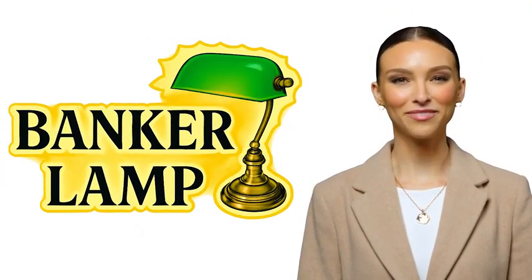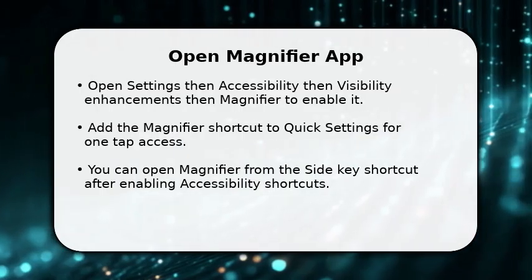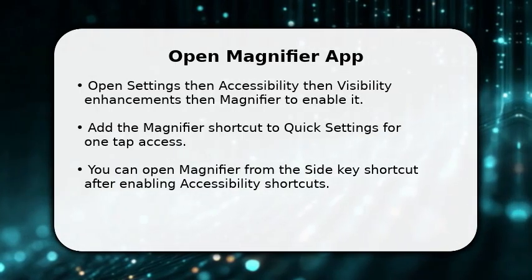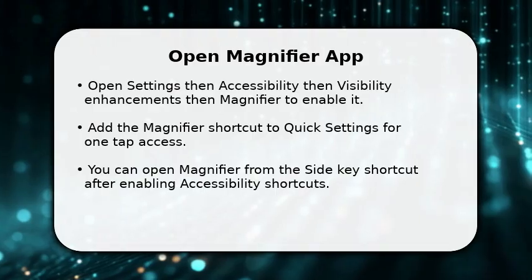Please enjoy the video. Open Settings and go to Accessibility to set up Magnifier on your Samsung phone. Tap Visibility Enhancements and then choose Magnifier from the list. Turn Magnifier on to make it appear in Quick Settings.